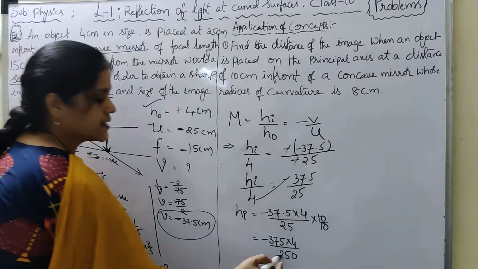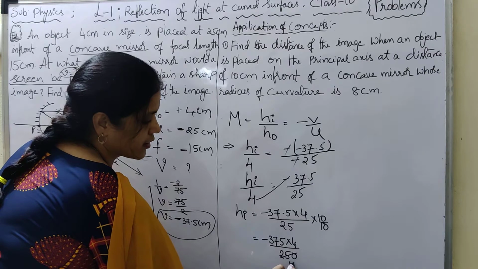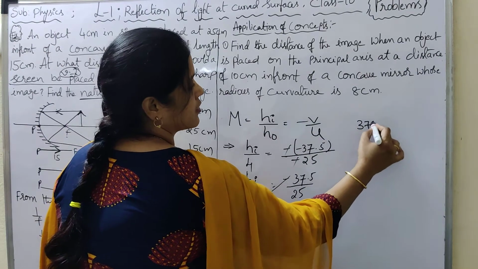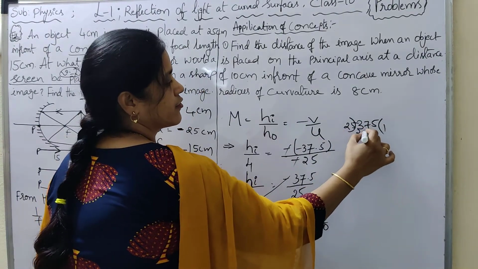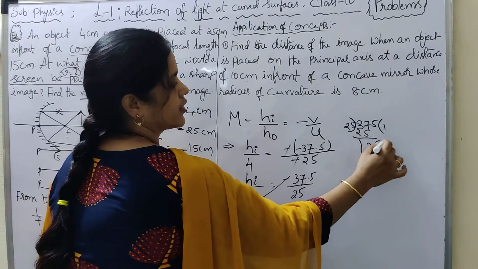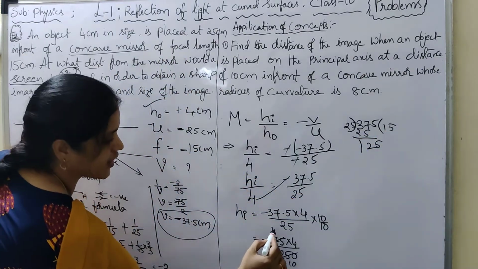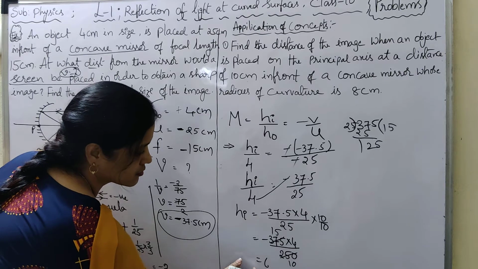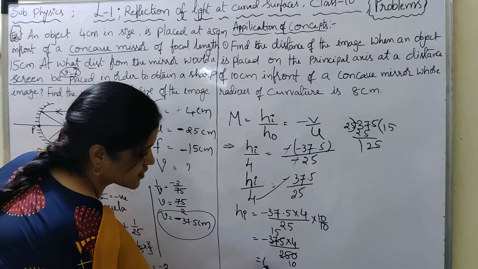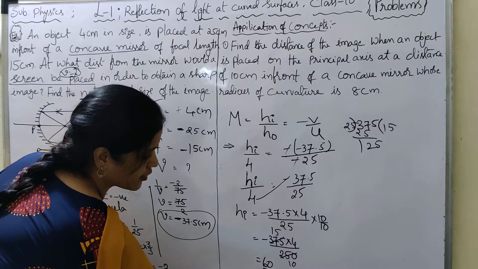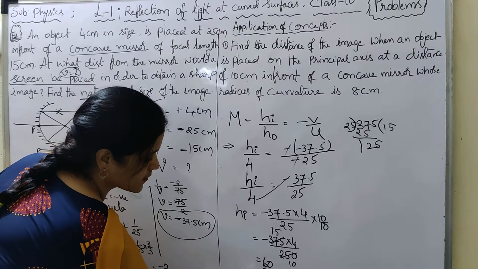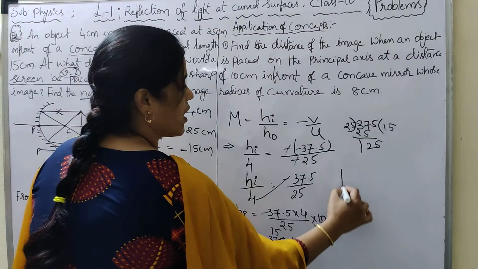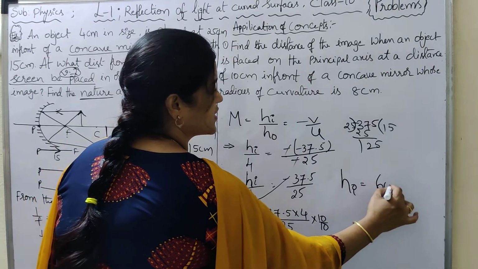Now we'll start with the cancellation. 25 goes into 250 ten times, and into 25 one time. 375, how many times is 25 going? 125 and 2 125, means 5 times. So 15 times. 15 into 4 is 60. 60 by 10, then you are getting 6 centimeters. Height of the image is equal to 6 centimeters.